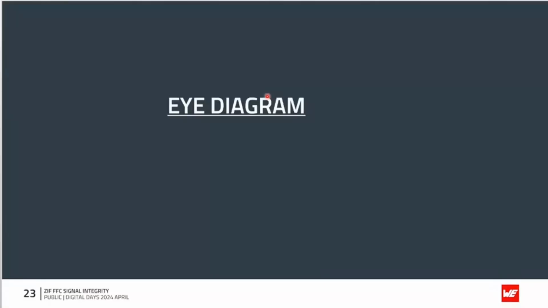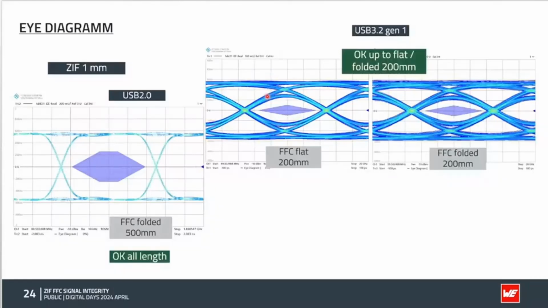Now the eye diagram. We now know up to what frequency we can use our product. But sometimes you have the question: I want to use USB 2.0 for my ZIF. Is it possible, yes or no? We can do this on the VNA. You can do an eye diagram, which is called like this.